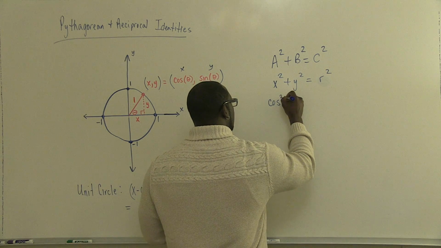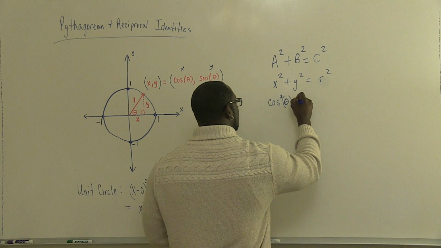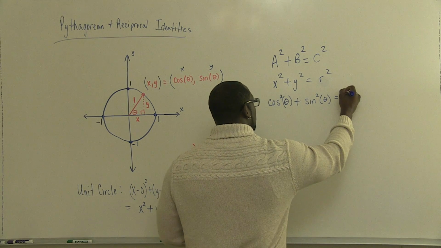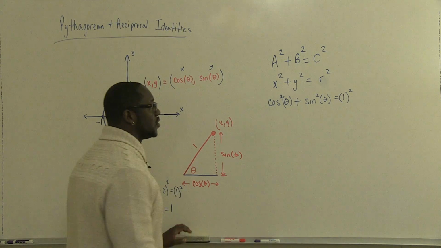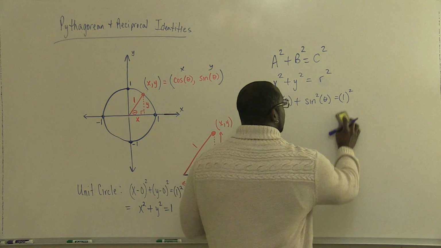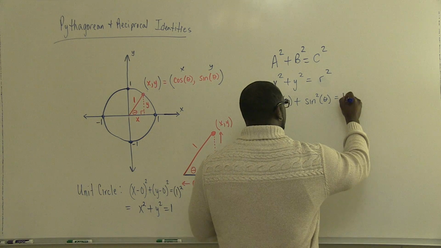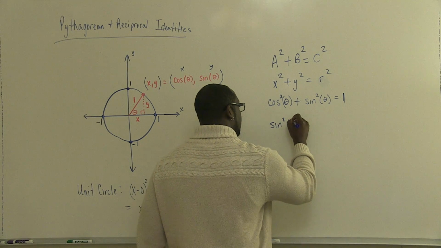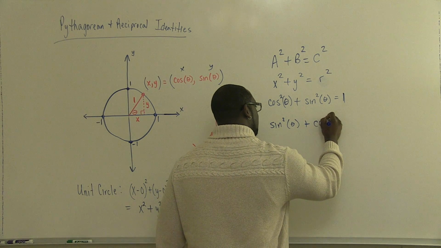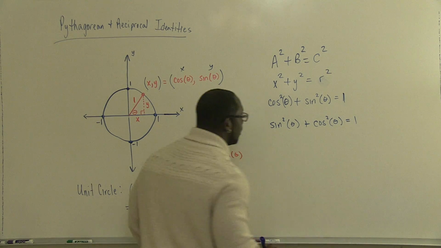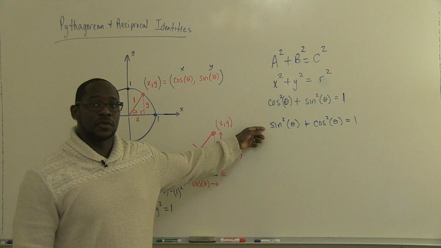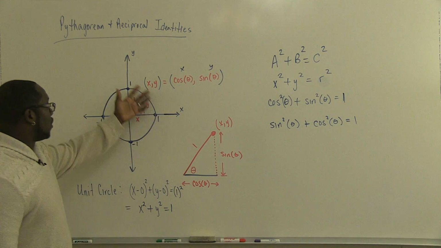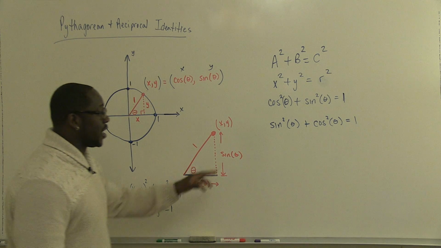cosine squared theta plus sine squared theta, and that will equal 1 squared, which of course is just 1. And so we normally write this as sine squared first and then cosine squared second, but it doesn't matter. And so this would be our fundamental identity, or the Pythagorean identity here, whenever we are using the unit circle. And so this is how we do this.